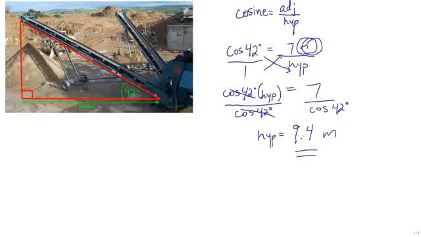So if we simply multiply 9.4 times 2, we're going to get 18.8. So here's our final answer. Joan must now order a conveyor belt that is 18.8 meters in length.